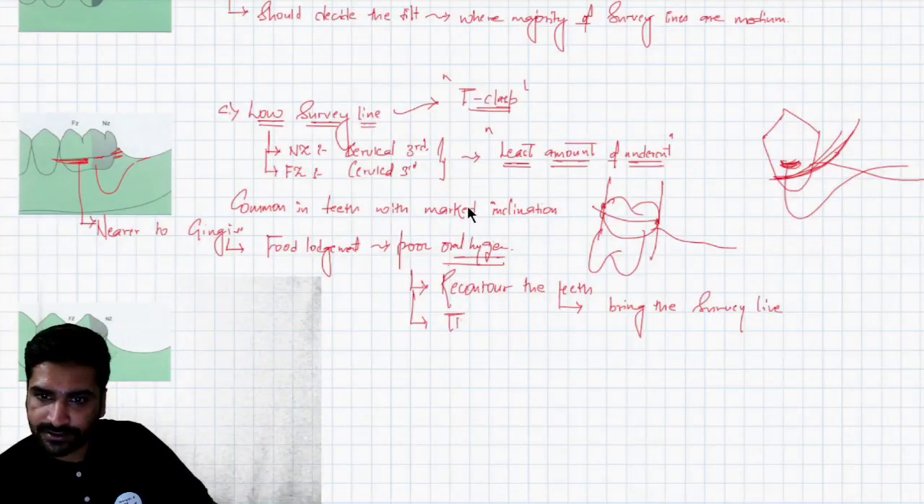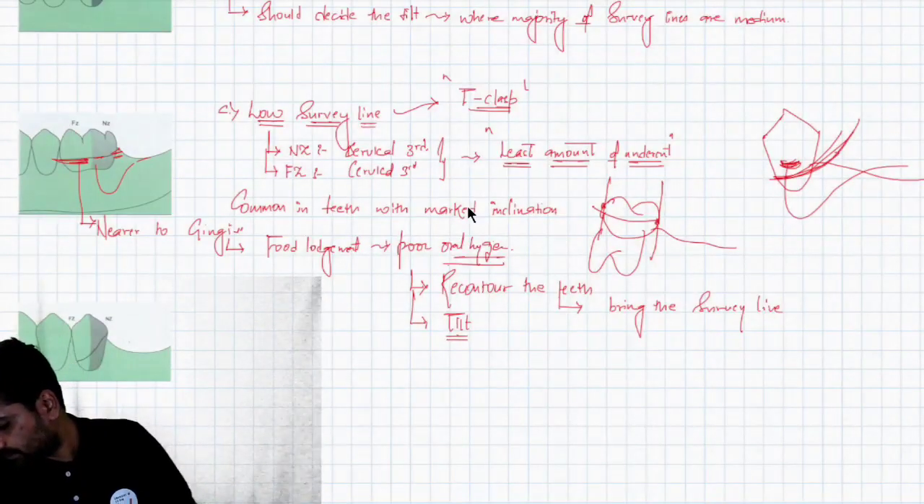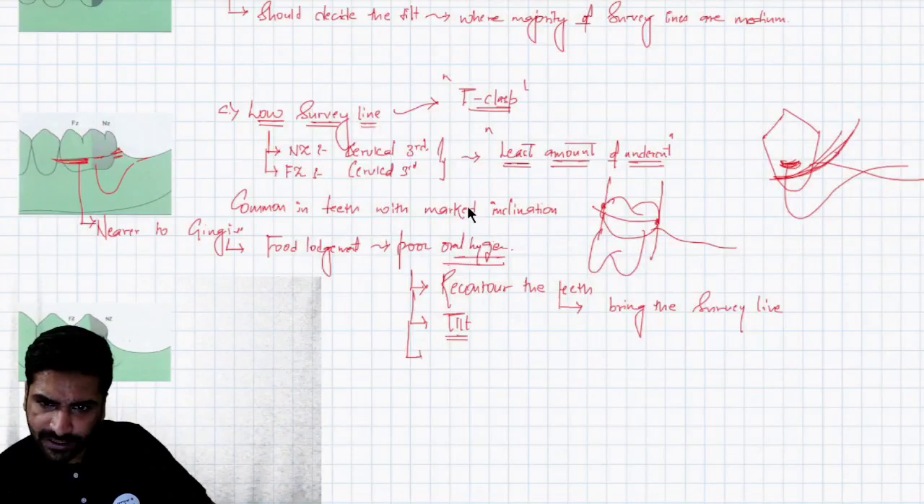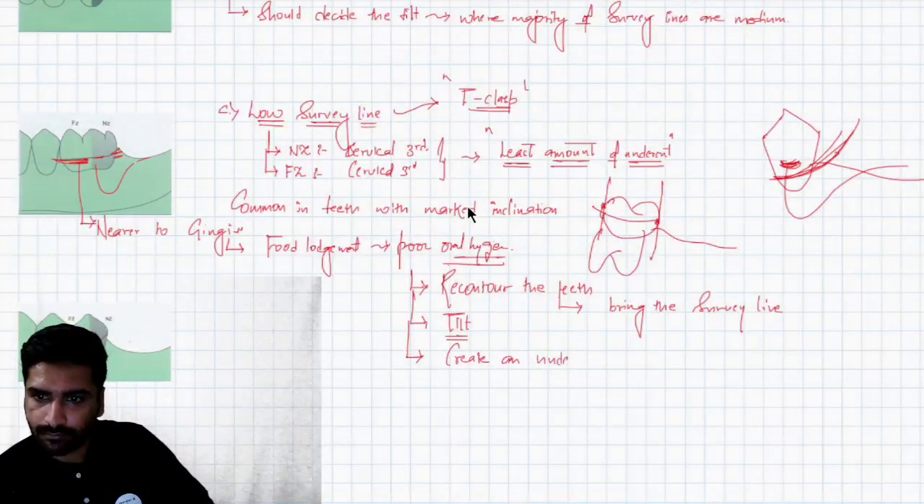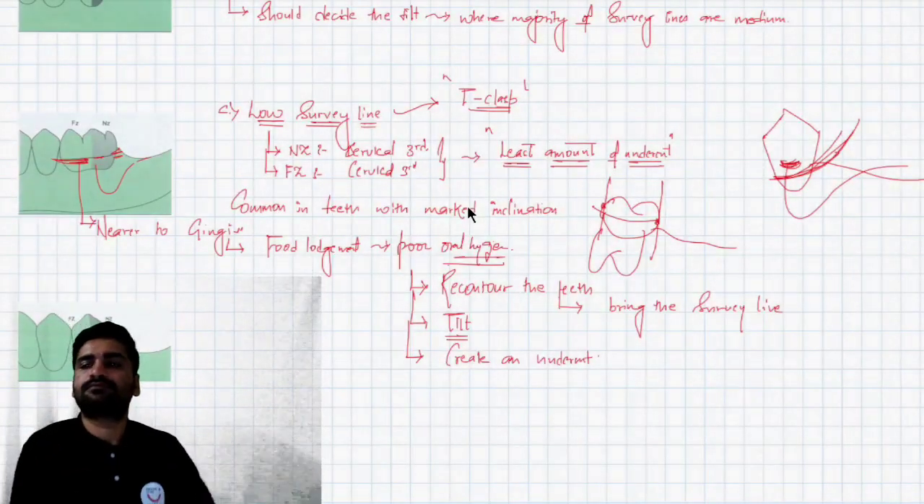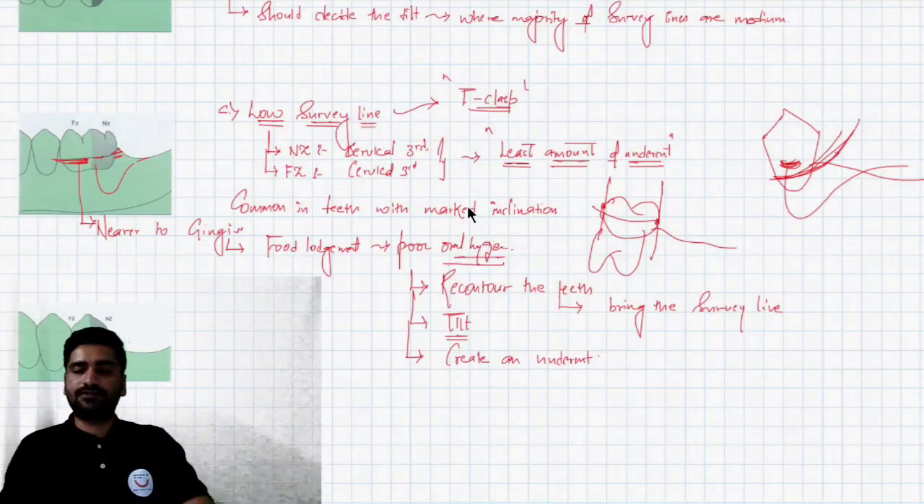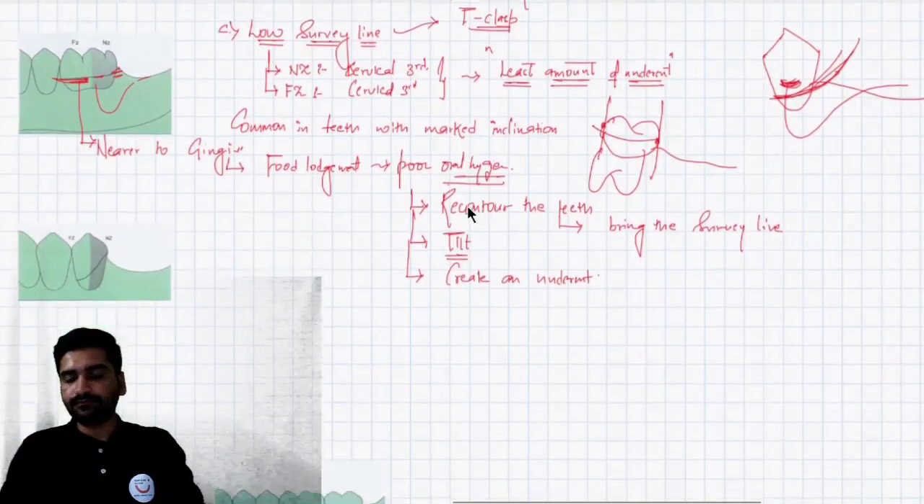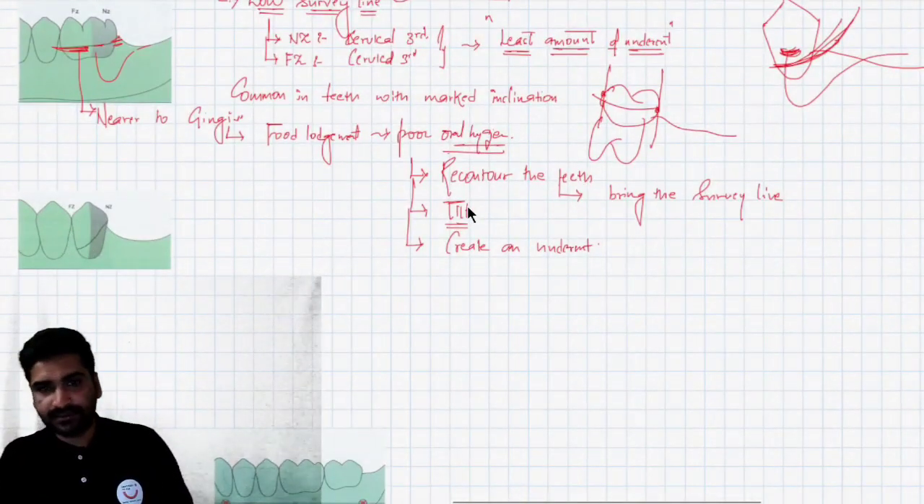You can change the tilt of the cast also, or you can create an undercut, right? So these are the options what you can do in a low survey line. Okay, now we have diagonal survey line.